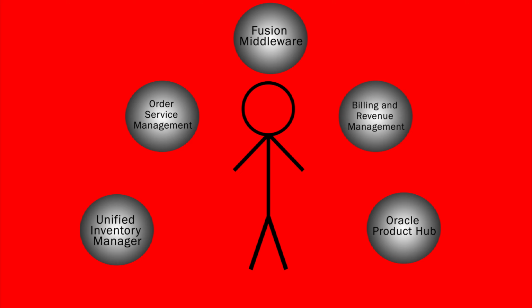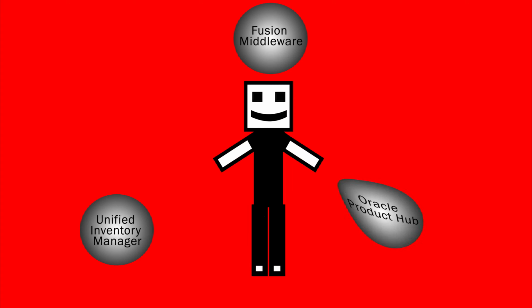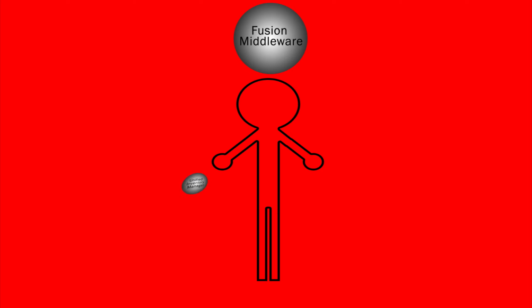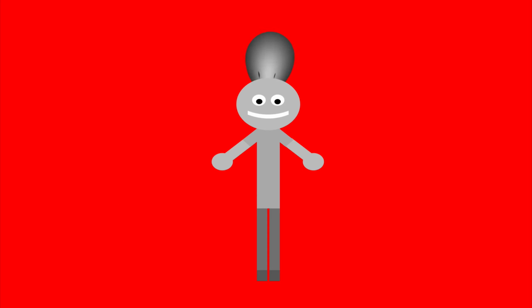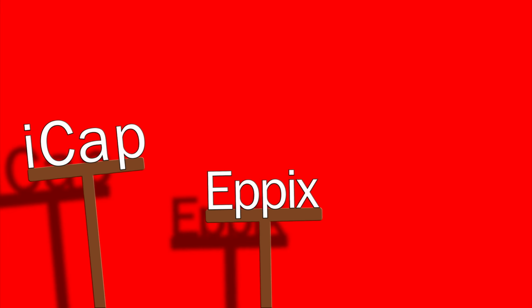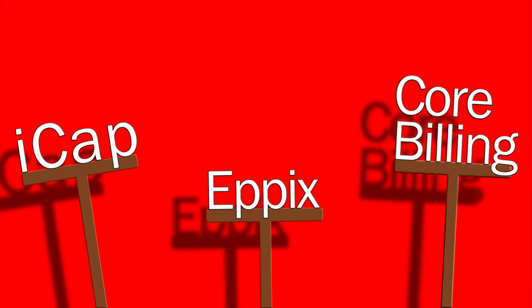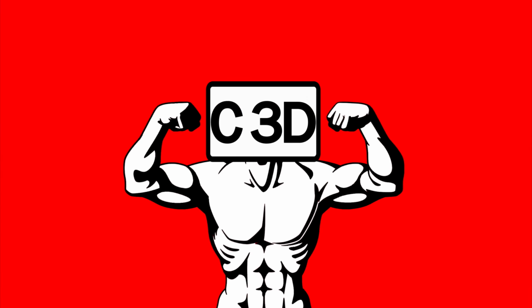There are additional components to the Customer 3D strategy besides Siebel. Amongst these are Billing and Revenue Management, Order Service Management, Oracle Product Hub, Unified Inventory Manager, and Fusion Middleware. The Customer 3D strategy has meant that some of our 20-year legacy systems, such as ICAP, Epics, and the core billing systems, will over time be replaced by the C3D components we have mentioned.